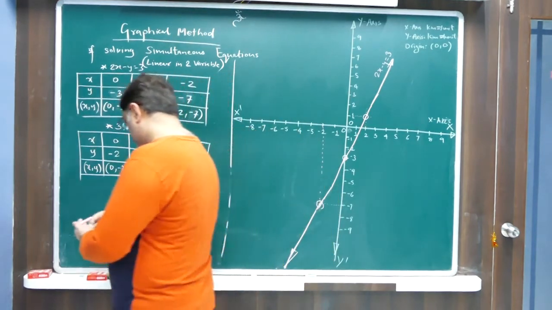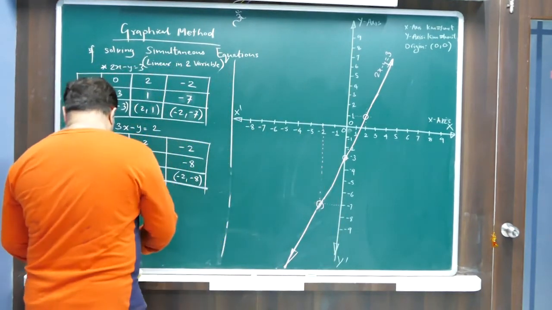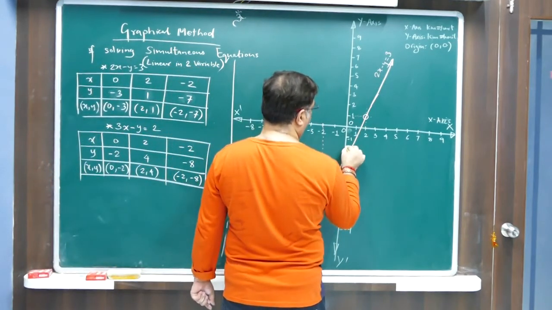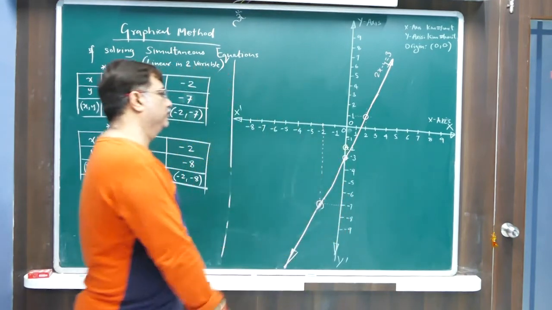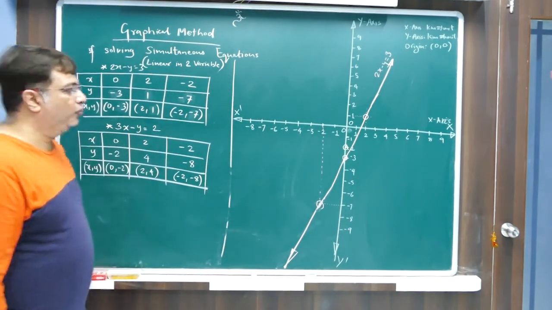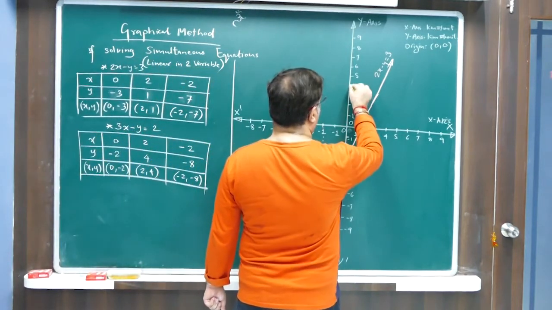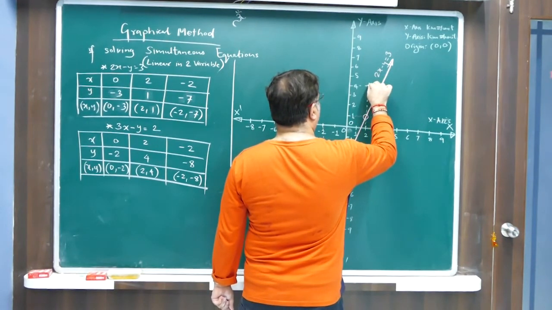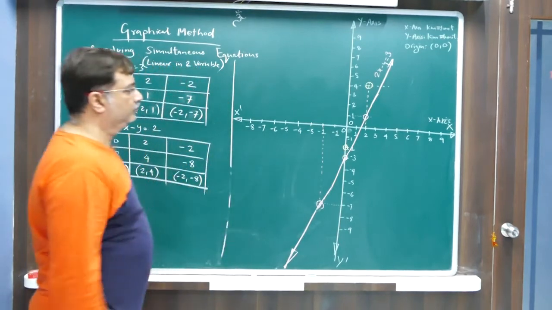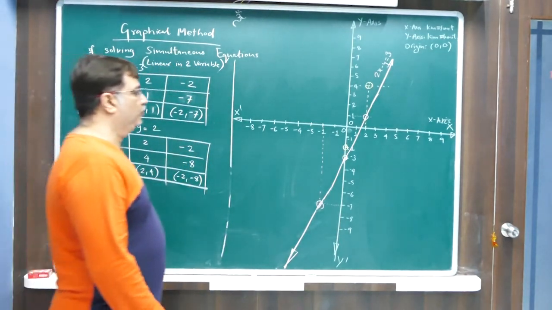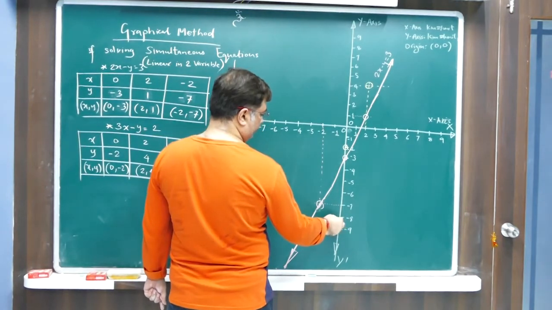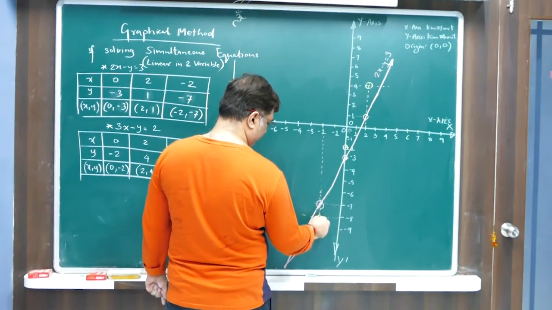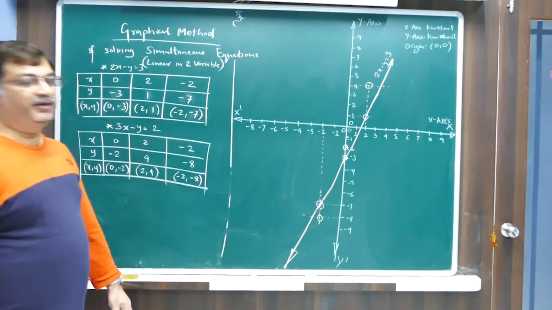So I will take a different chalk color. Let me take yellow. 0, minus 2. So this becomes the point 0, minus 2. Next, 2, 4. So when this is 2, this is 4. Where do they intersect? Here. This is the point 2, 4. Next, minus 2, minus 8. So minus 8 is here. Minus 2 is here. So the point is here. So you've got the 3 points.